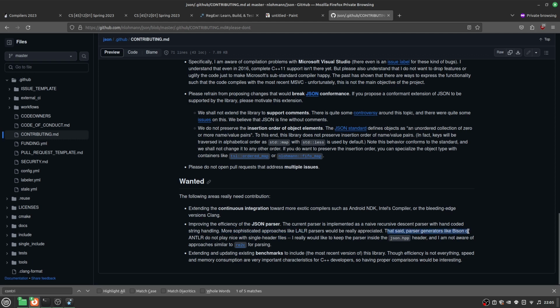LALR. That said, parser generators like Bison or ANTLR do not play nice with single header files. I really would like to keep the parser inside the JSON. Yep. I am not aware of approaches similar to re2c for parsing. So, what is an LALR parser?